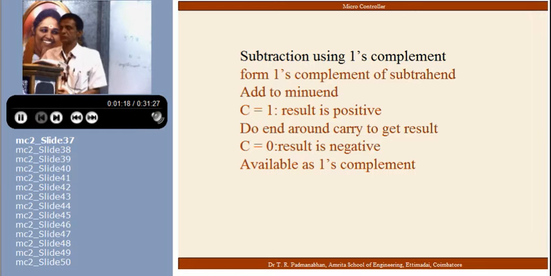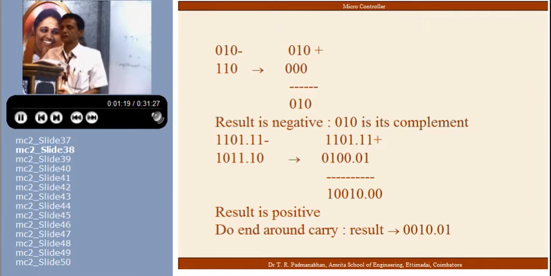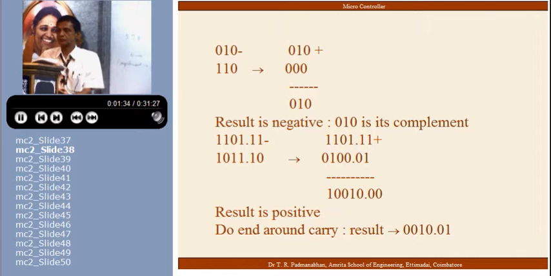As shown in the examples here, see the first case. 010 minus 110. 110 is represented as its 9's complement, I'm sorry, 1's complement here. 110 is represented as a 1's complement. I'm adding the two. I get this as the result.